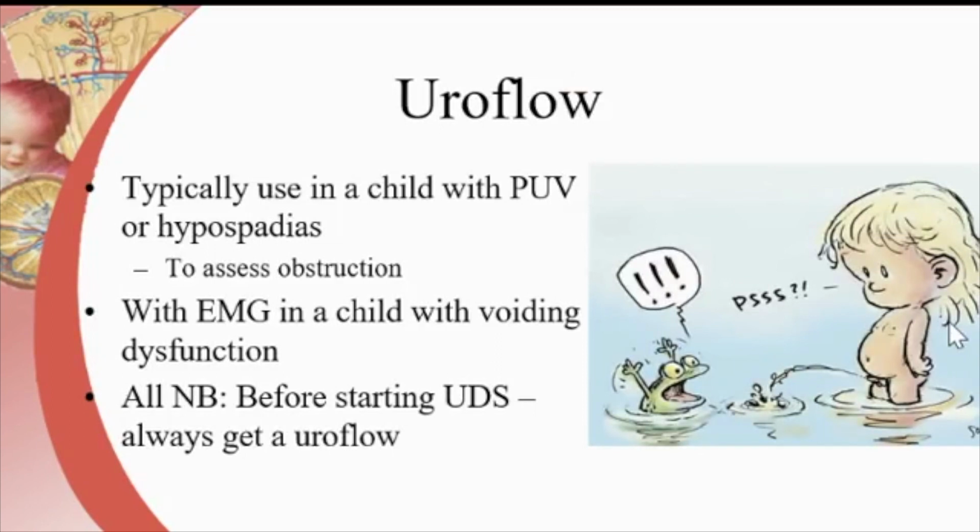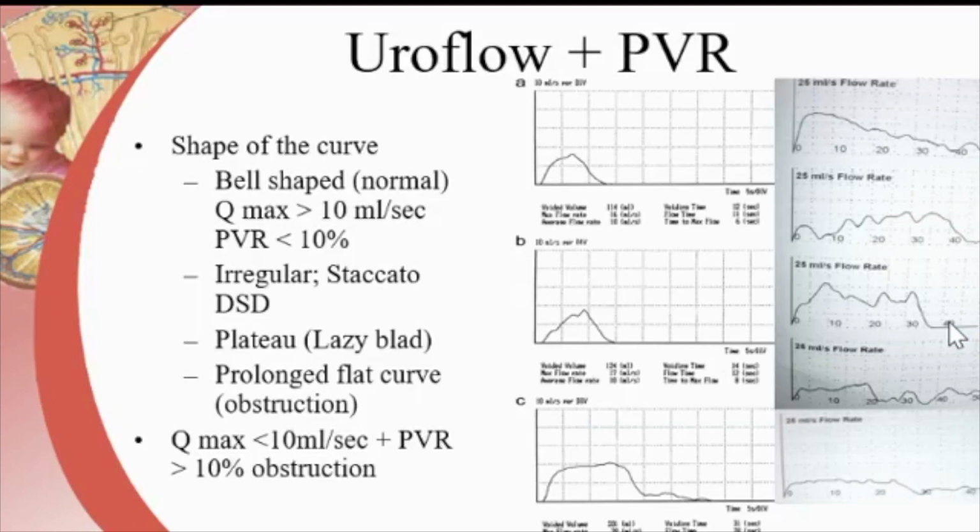Now uroflow is typically used in a child with posterior urethral valve or hypospadias, mainly to assess any obstructive uroflow. If you put the EMG lead in a child during uroflow, you can assess the voiding dysfunction. This EMG lead is actually looking at the external sphincter dysenergia. And in all neurogenic bladders, as I said earlier, you always get a uroflow before you start the study, because getting uroflow at the end is difficult in children.